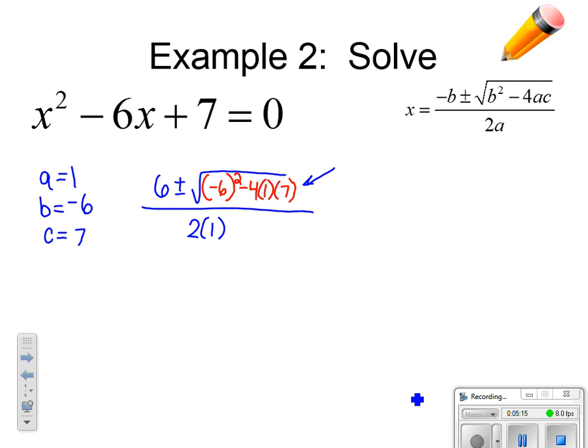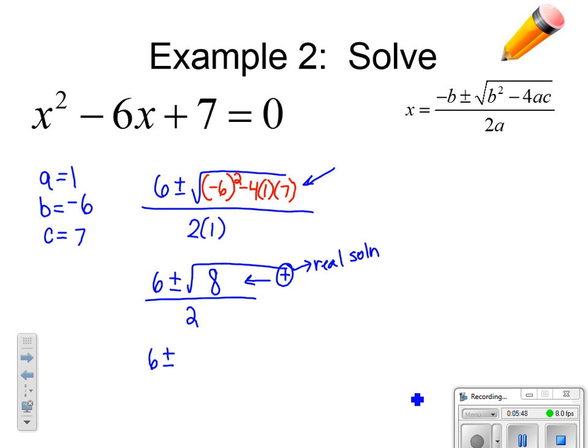Let's figure that out. 6 plus or minus the square root of, let's see, if I plug that into my calculator, I am going to get 36 minus 28, I believe, and that will be an 8, okay, all over 2. Now 8 is a positive number, so that will be real solutions again, okay? So then we're going to go ahead and keep working this through. 6 plus or minus, oh, the square root of 8.